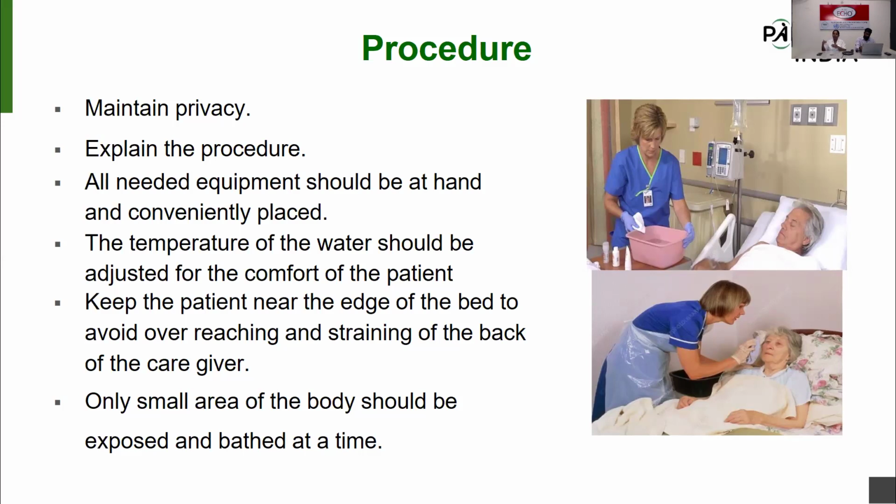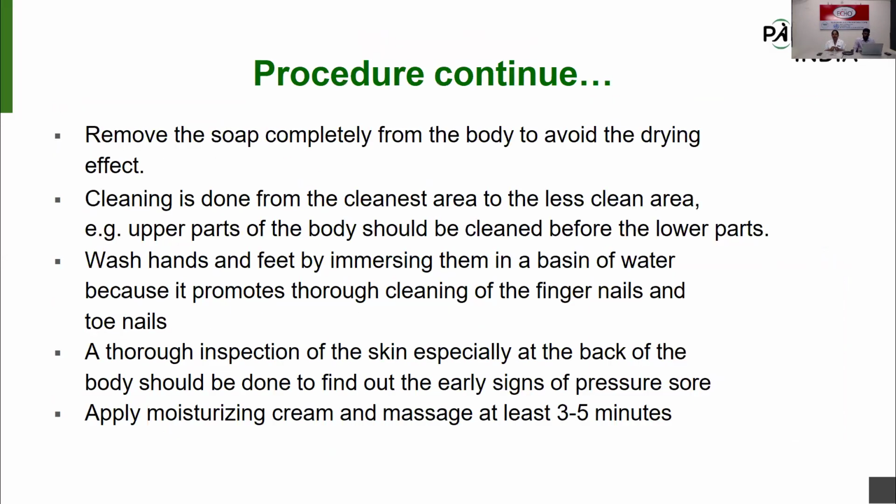So we'll start from the upper to the lower, right? And remove the soap completely from the body to avoid the drying effect. Cleaning is done from the cleanest area to the least clean area. That is, the upper part of the body should be cleaned before the lower part. So upper will be the cleanest area, lower part will be the least clean area. And also wash the hands and feet by immersing both in a basin of water because it promotes thorough cleansing of the fingernails and toenails.